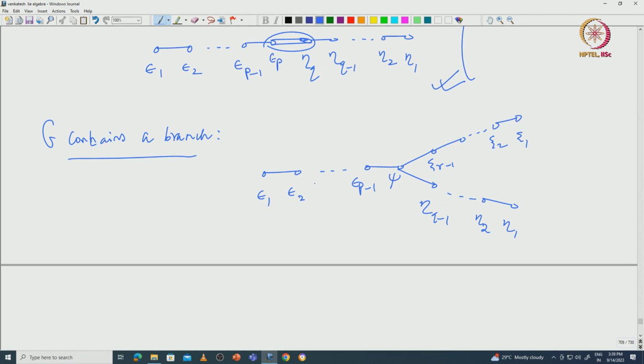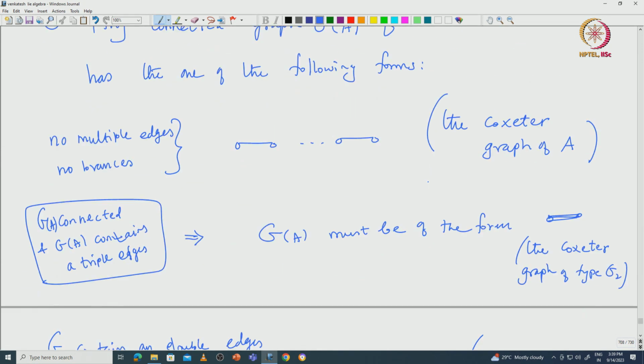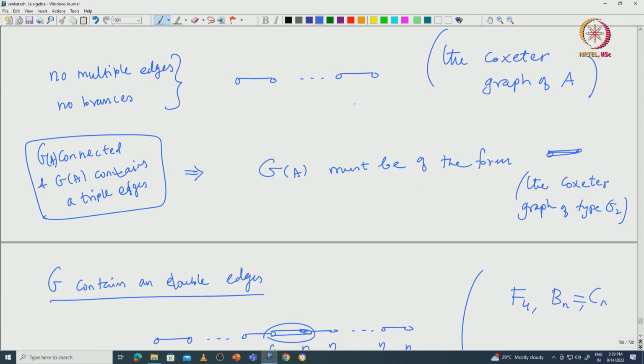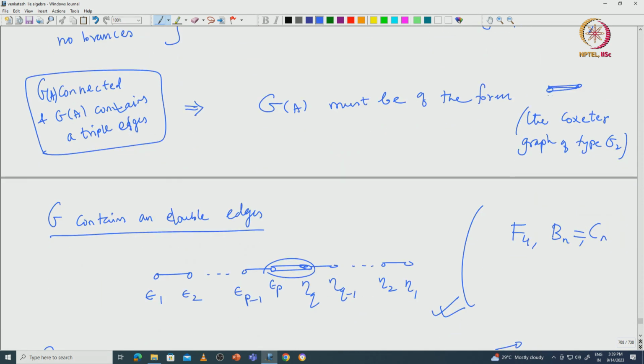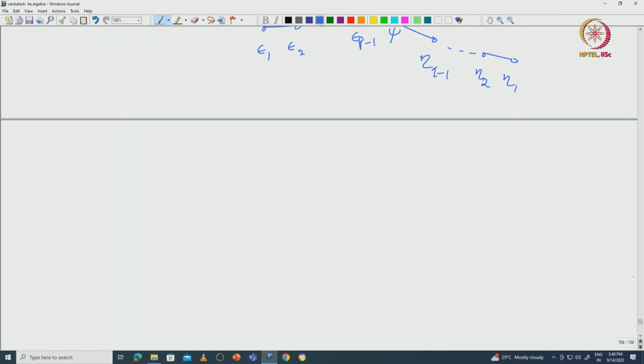So, now from this what we are going to do is take graphs of this form and see whether more restrictions are there or not. For example, if you take a simple graph like this, which is a Coxeter graph of type A, we can't do anything more, so we can ignore this, and similarly for G2 nothing more can be done, so that also we will ignore. So, now we will take this particular type of graph and see what we can do. That is what we are going to do now.